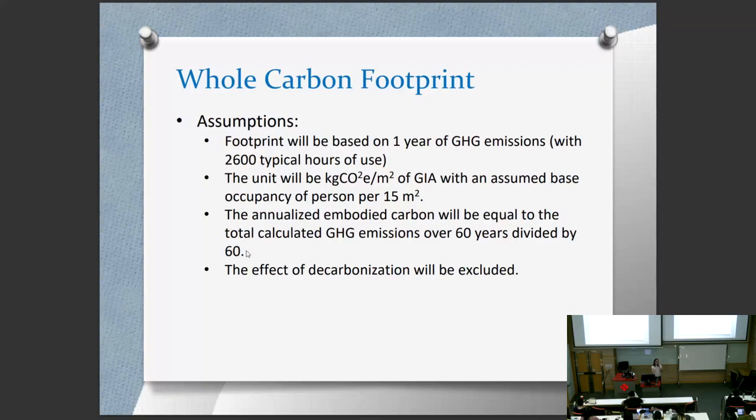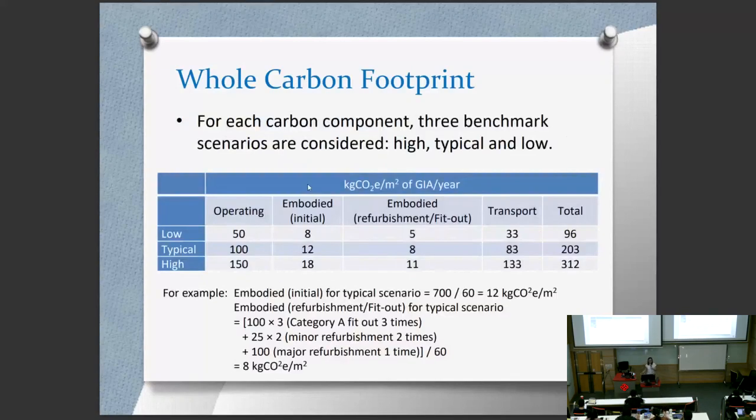For operating carbon, it is based on 1 year. Transport carbon can also be calculated based on 1 year. But for the embodied carbon, it is for the whole building lifetime. So if we assume the building can last for 60 years, then the total embodied carbon divided by 60 will be the average embodied carbon in a year. Okay, so that's the meaning.